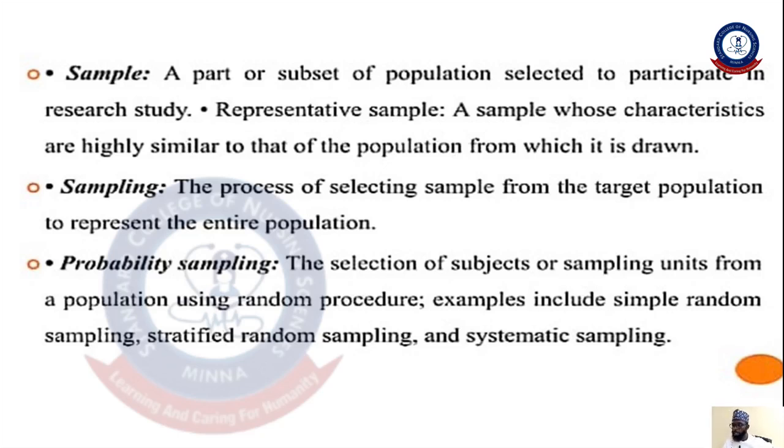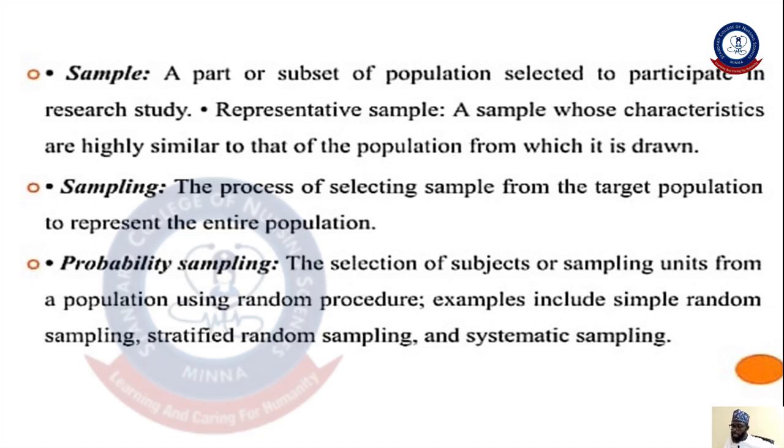Then another word is sampling. Sampling is the process of selecting a sample from the target population to represent the entire population. How do you pick this sample? These students that you want, how do you pick them? That is sampling. The way you pick these subjects that you want to use, that is sampling. Sampling is the way you get the population that you want to use for the study.